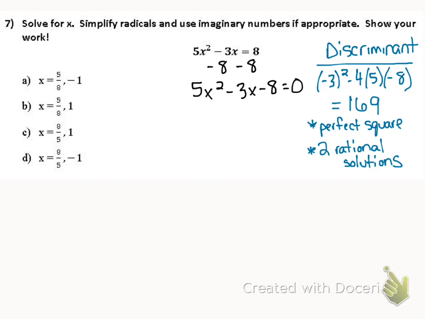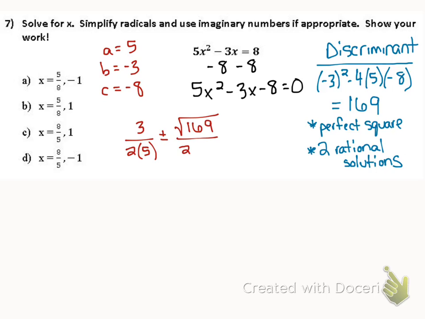I'm going to go ahead and use the quadratic formula to solve the rest of this. Our a value is 5, b value is -3, and c value is -8. When we plug that information into the quadratic formula, don't forget that if you've already found the discriminant, you don't need to recalculate the numbers under the square root, because that's where the discriminant comes from.